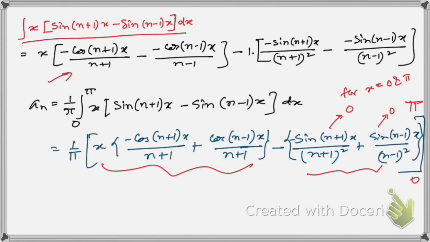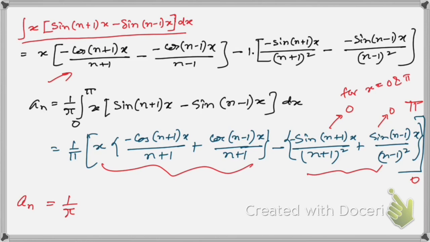So now here you can see if you put pi here, then you are going to have a value, but if you put 0, cos 0 is not equal to 1, but this term is multiplied by x. So if you put x equal to 0, this whole term is also going to be equal to 0, right? So that's why let us put only pi.